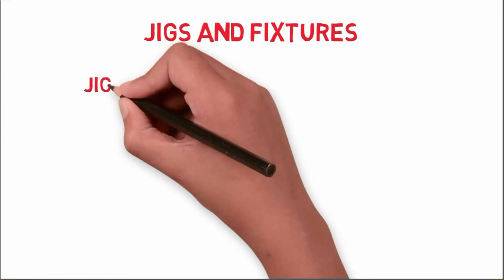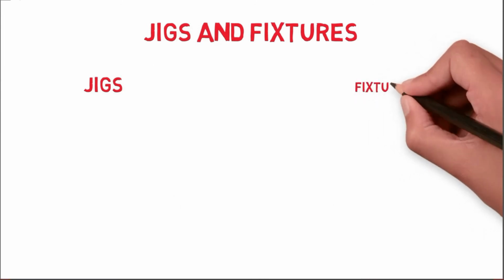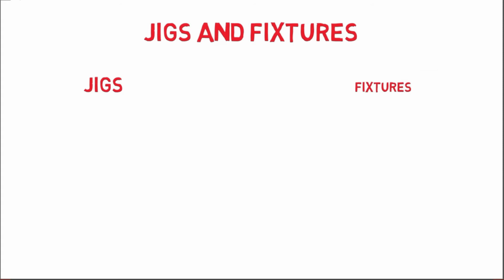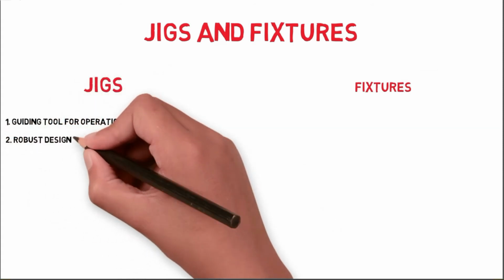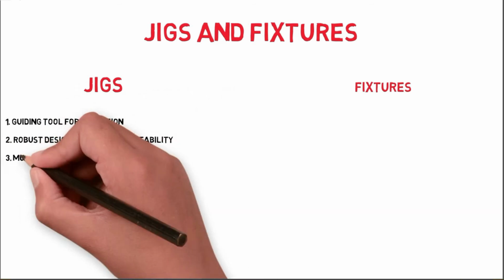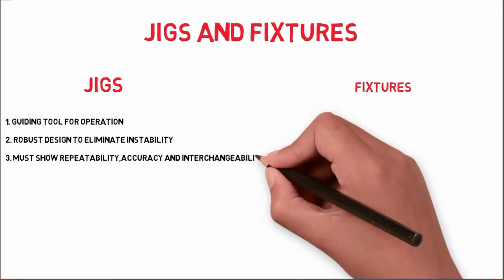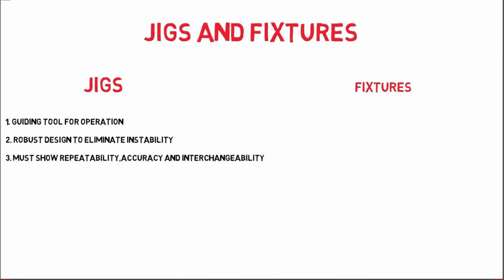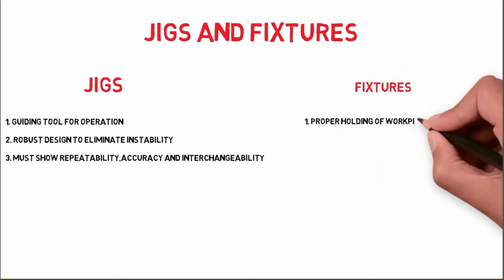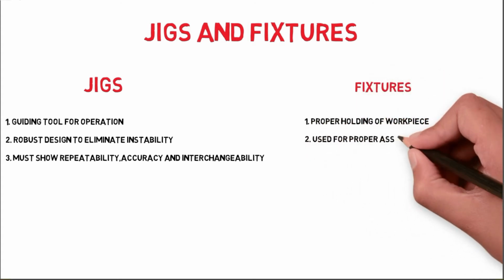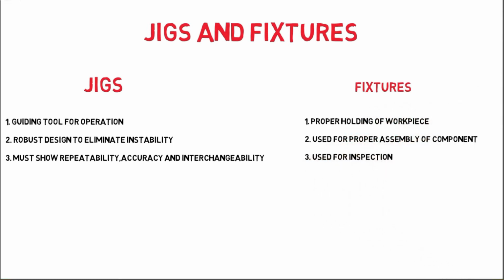To go through our journey, first we should know the difference and the properties which have been shown here. Getting to the first, jigs. It is used for guiding the tool for operation. Second is robust design to eliminate instability, and it shows repeatability, accuracy and interchangeability. The next is the fixture. It is used for proper holding of the workpiece, used for proper assembly of components, and it is also used for inspection.